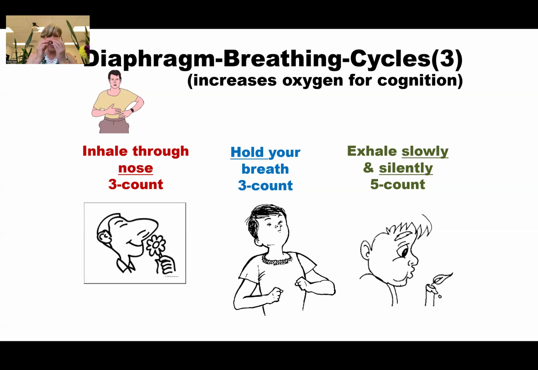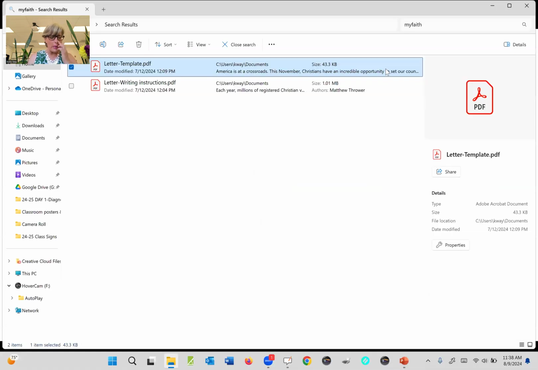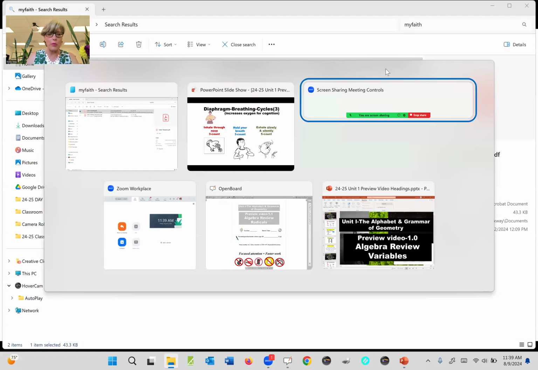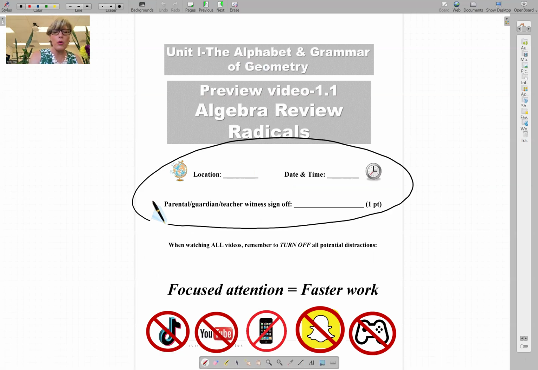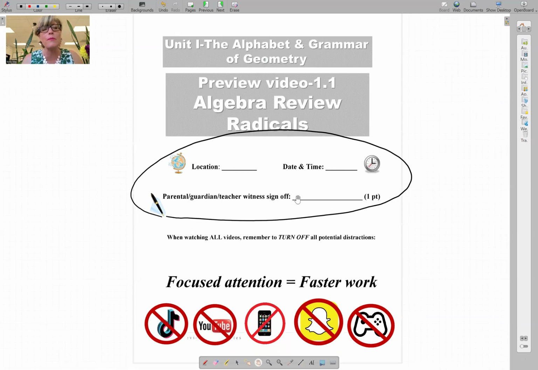Smile. All right, let's do this. Taking a look here at your preview notes. We are going to be reviewing radicals. Don't forget date, time, location, parent sign off. Okay, focused attention equals faster work. Please turn off all distractions and multitasking.